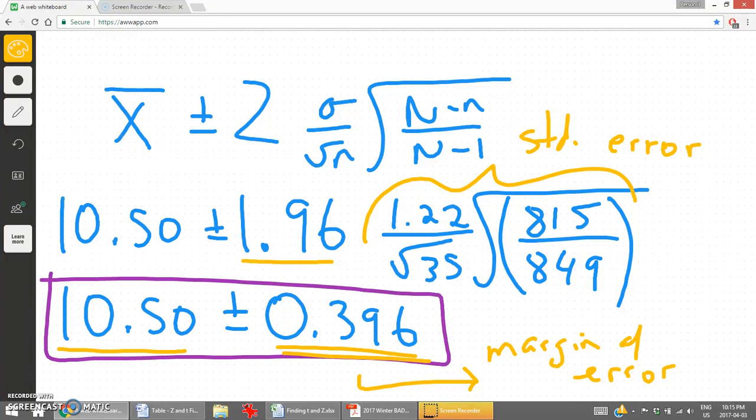We are 95% confident that this value, which we don't know, the population mean, is somewhere within this range. We have developed a confidence interval that gives us 95% confidence that the population mean is somewhere within this range of 10.5 plus or minus 0.396.